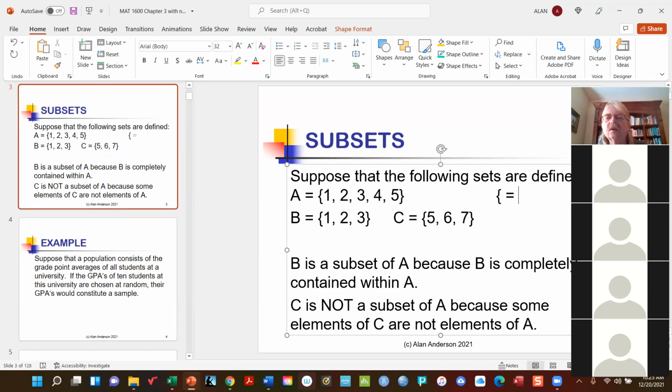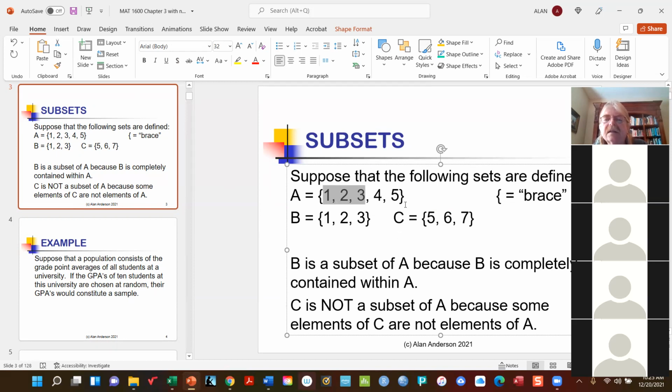This symbol is called a brace, believe it or not. If you didn't know that, those are referred to as braces in math. They contain a collection, a set. And set A is the elements 1, 2, 3, 4, and 5. B is the set 1, 2, and 3, and C is 5, 6, and 7. Now, the logic here is that B is a subset of A because all the elements in B are also elements of A.